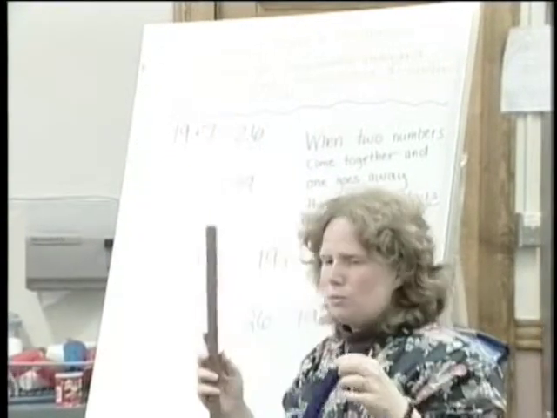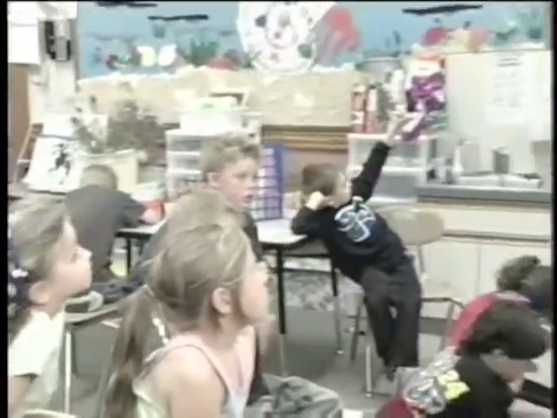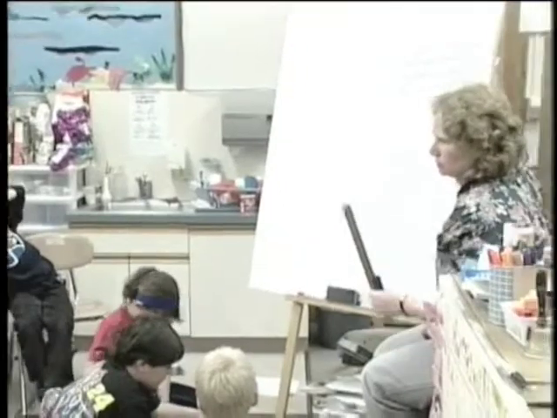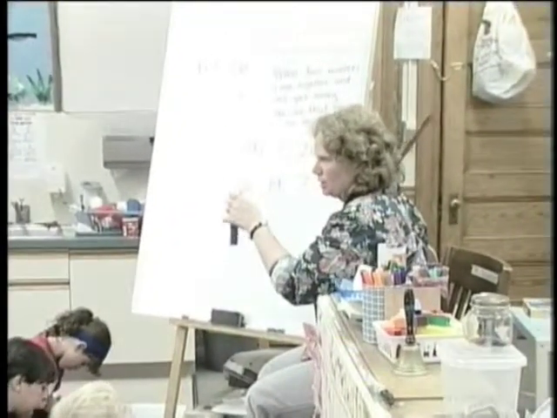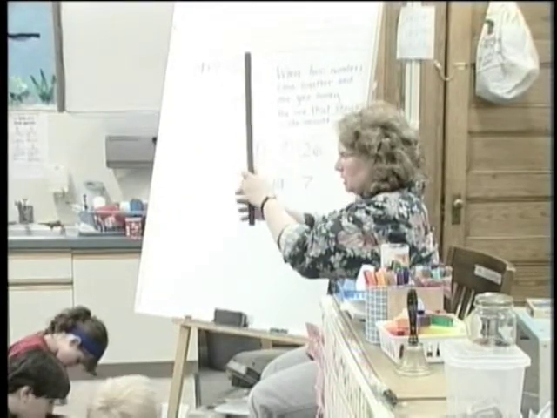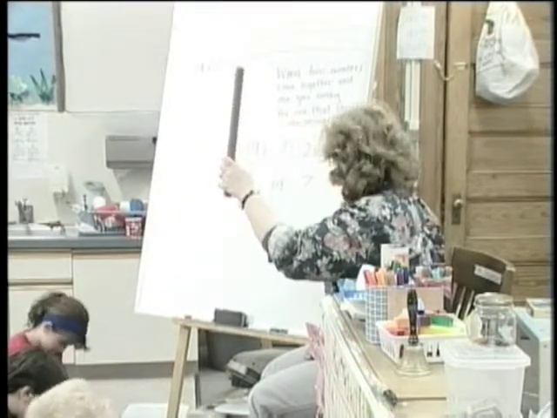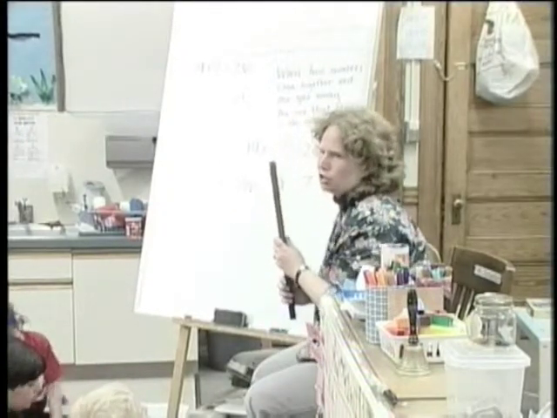Huh. Well, so what I want you to think about for tomorrow, I want you to think about what Sawyer said. When two numbers come together, and then one goes away. So two numbers come together, one of them goes away, and the one that stays is the answer. I want you to think about that, and we'll finish talking tomorrow.